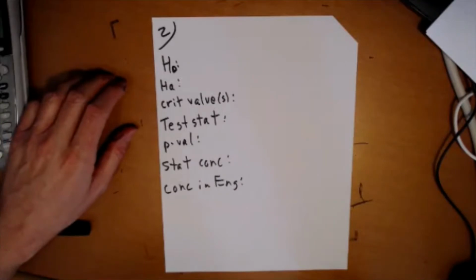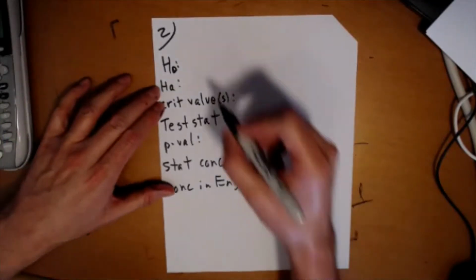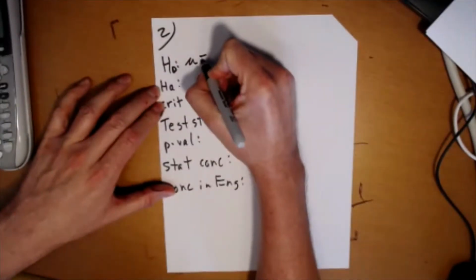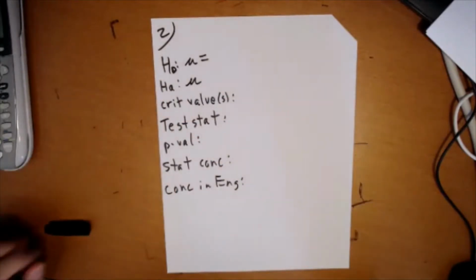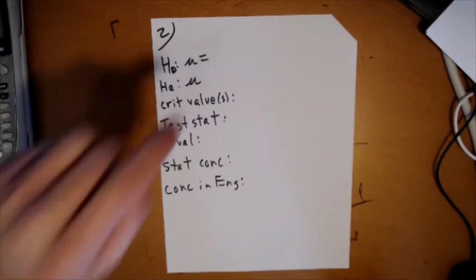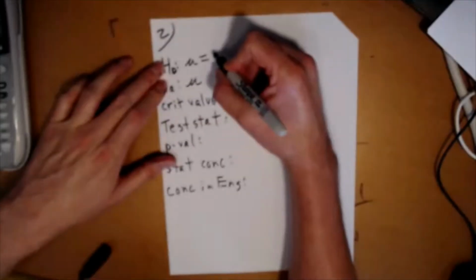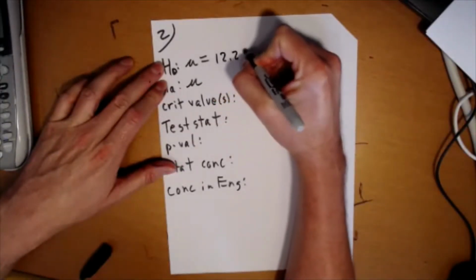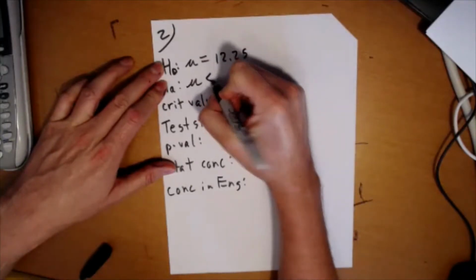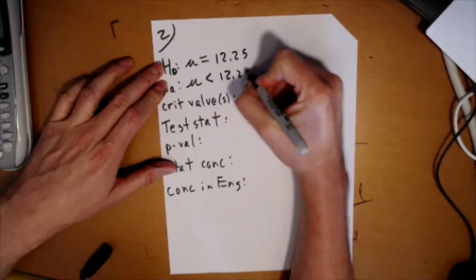Okay, so this section is all about means, so not proportions, but means. So mu needs to equal something, and then mu either greater than or less than or different. So we need to read the problem. Nature magazine says the average length of a kelp bass is 12.25 inches. You think it's less. Okay, so they're claiming 12.25 inches. We think it's less than 12.25.